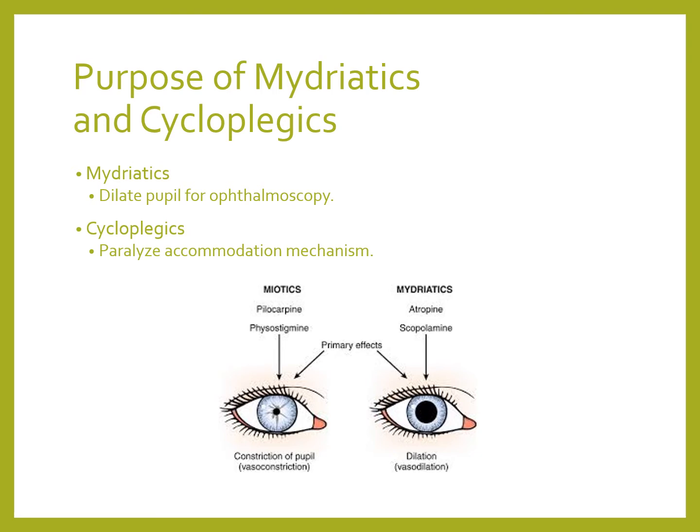Mydriatics and cycloplegics, these are both paralytic agents used to dilate the pupil before looking in the eye. They both cause pupil dilation by paralyzing the sphincter muscle of the iris. The one difference, though, is cycloplegics also paralyze the accommodating mechanism, which means patients will possibly be unable to clearly see objects that are close by. So again, I just want you to be familiar with the idea. Don't get caught up on specifics of this one.